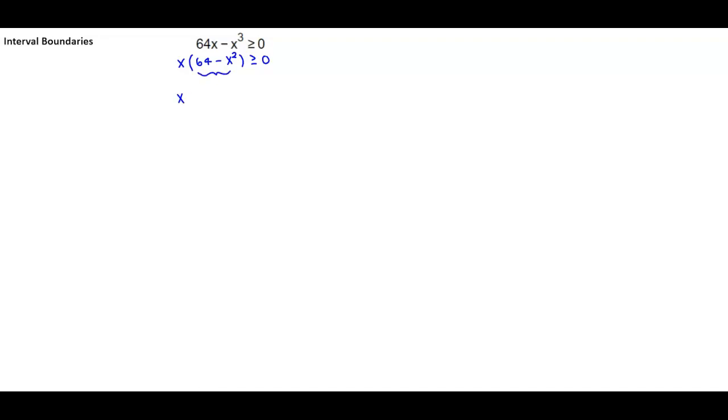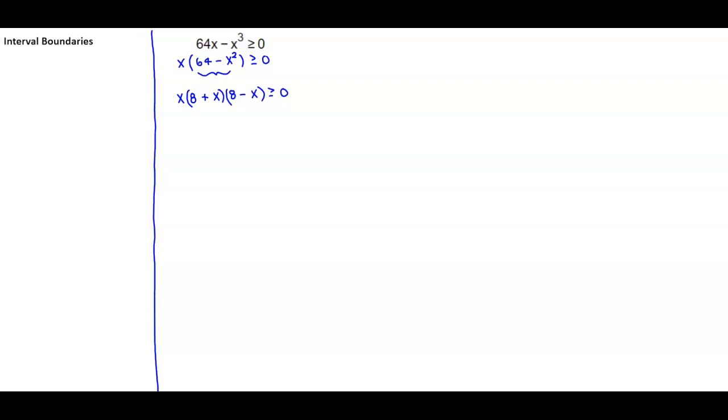So that means we have x. Well, what do you have to square to get 64? Well, that's 8. What do you have to square to get x squared? Well, the answer is x. And therefore, we're going to have a plus and then a minus, and then that's greater than or equal to 0. Okay, so now what we've done is we've factored out our quadratic inequality.